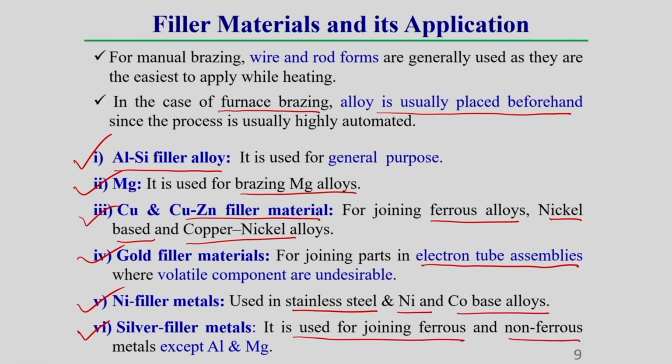So, silver can be used for ferrous as well as non-ferrous, but you should keep in mind, silver is not good for aluminum and magnesium. That is why here I have written non-ferrous metal except aluminum and magnesium. These things you should keep in mind. Generally for joining magnesium by brazing process, magnesium alloy filler is separately used.